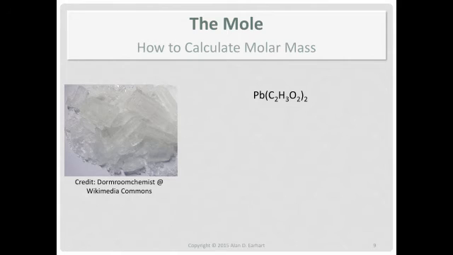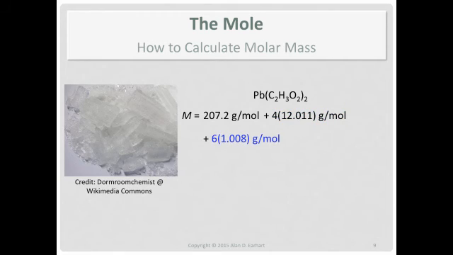Well, what's the molar mass of this compound? Well, you find lead, and then we've got 2 of everything in parentheses. 4 carbons, 6 hydrogens, 4 oxygens. I'm going to round that to 1 decimal place because of the lead. But just as before, you can keep all the decimal places if you're going to use this in a later calculation.